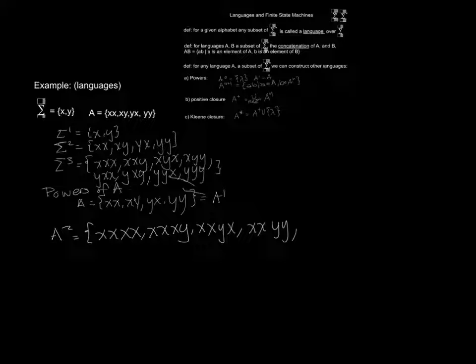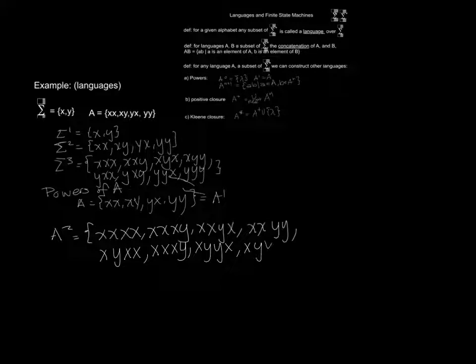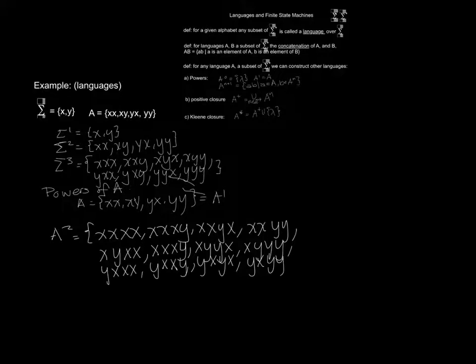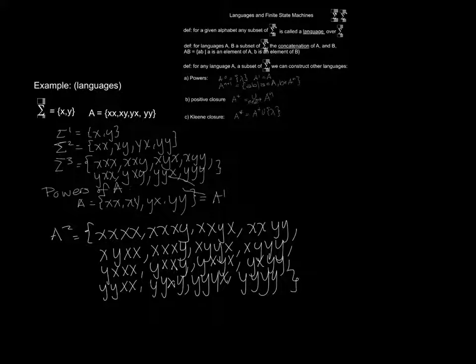We'll do the same with our xy from A, and we'll concatenate it with each of these terms from A1. So I have xy xx, xy xy, xy yx, xy yy. Next, we'll concatenate our yx with each of these terms. And then last, we'll concatenate yy with each of these terms. And here we have A2.